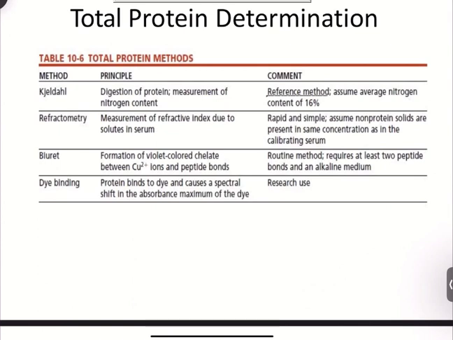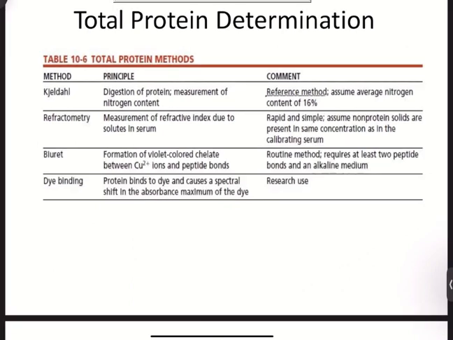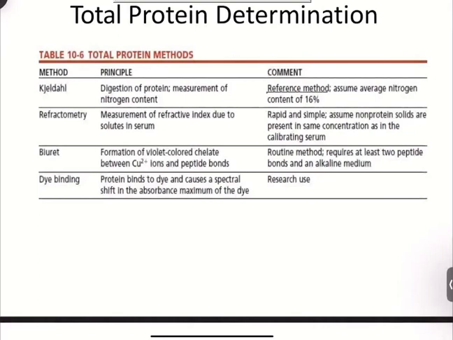Okay. Next is your refractometry method. Measurement of refractive index due to solutes in the serum. So, how will you do this? It uses a refractometer, which will check for the solutes, the components of your serum, like your Igs or immunoglobulins and other proteins present in the serum. Okay? Rapid and simple.